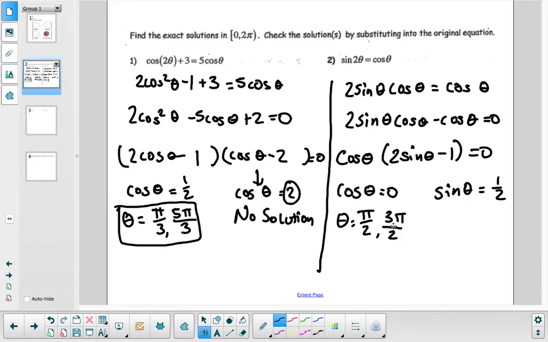Theta over here is going to be pi over 6 and 5 pi over 6. All together, again, those should work. You check on your calculator either through graphing or plugging them in to make sure that they're the same value.